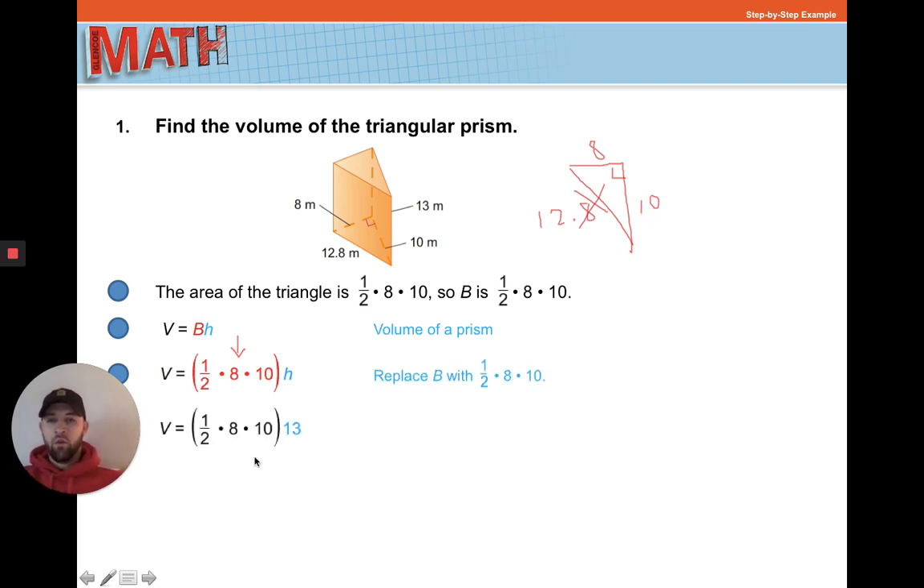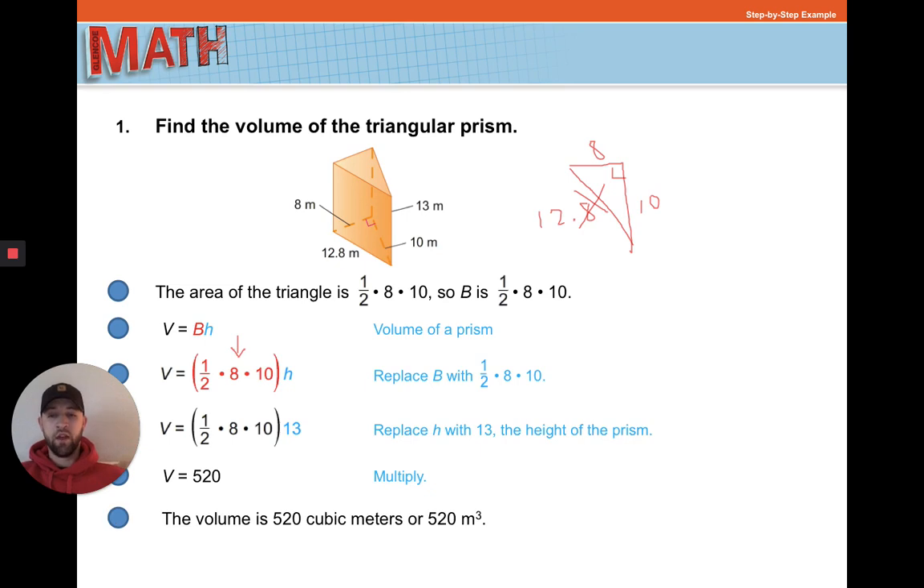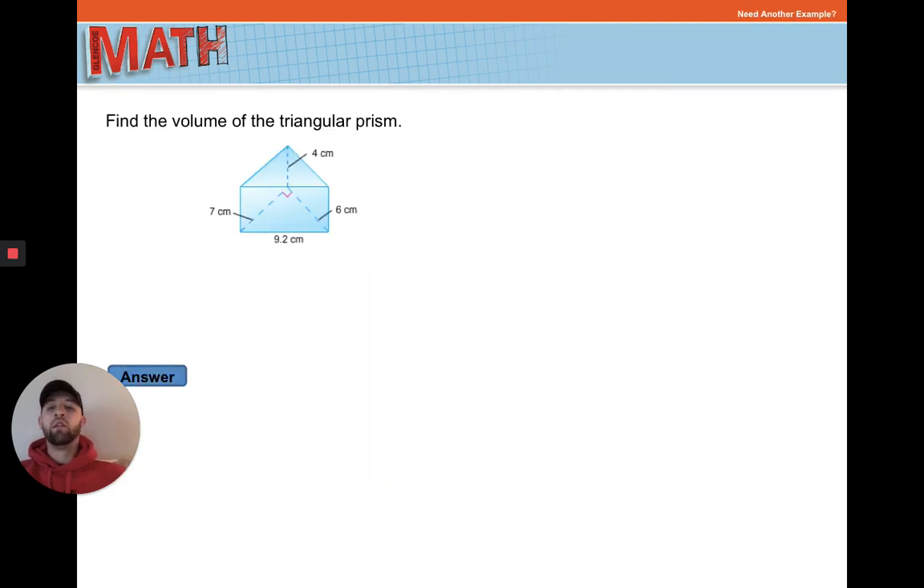So what we find here, they actually go ahead and replace their height with 13. Okay, and they multiply all of this together. 1/2 times 8 times 10 times 13. You should get 520 for that. Again, we're talking about volume, so it should be cubic meters or meters cubed. Let's try one and we'll walk through it together.